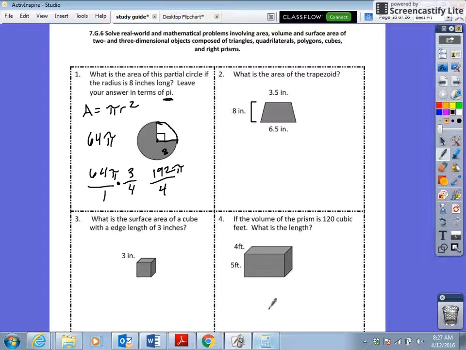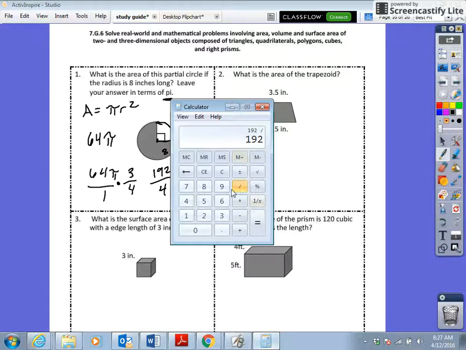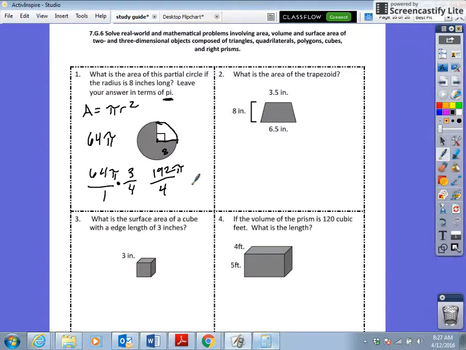Now I just have to divide by 4. So 192 divided by 4 is 48. Is that less than 64? Yes, so that makes sense. So 48 pi is the area of this part because you have 3/4 of the pi. I know it's 3/4 because this makes exactly a square, so that has to be exactly 1/4 of the pi.